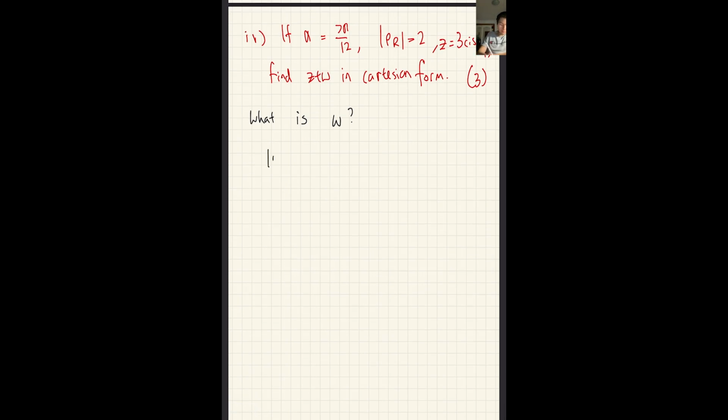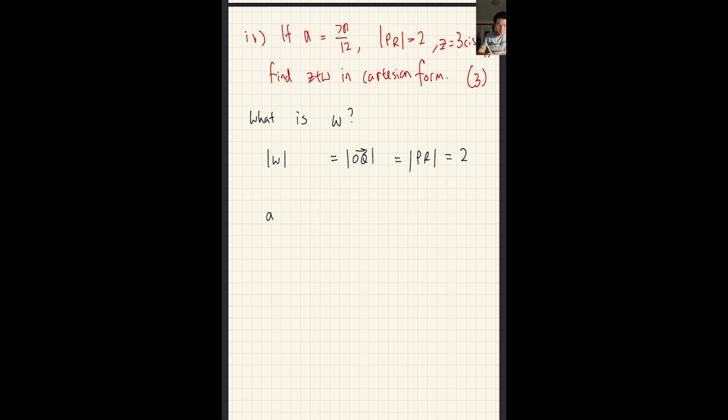So what is the mod of omega? Well, the modulus of omega is just equal to the length of OQ, which is the complex number it represents, or the length of the parallelogram side it represents, which is also equal to PR. They tell us what PR is over here, so we can say that it is equal to 2. That's sorted.